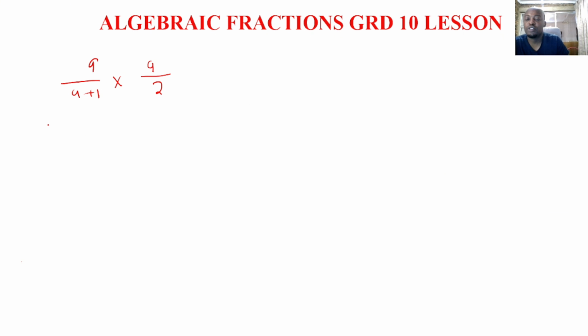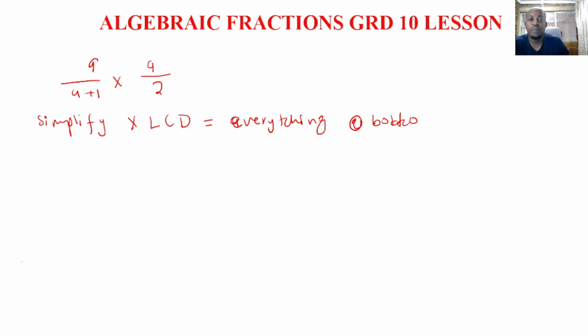Let's say the question says you need to simplify. The only way to deal with this one is to multiply throughout by the LCD, the lowest common denominator. What is the lowest common denominator? Lowest common denominator simply refers to everything at the bottom.